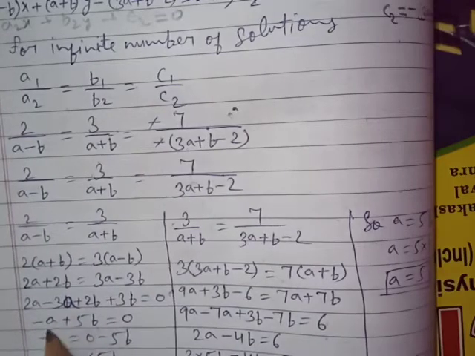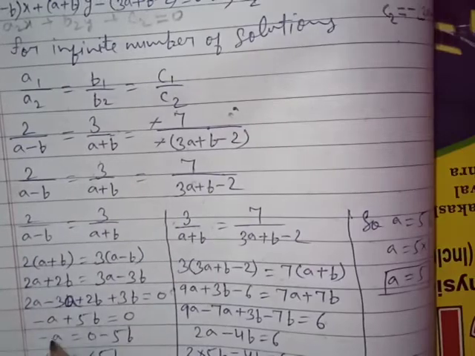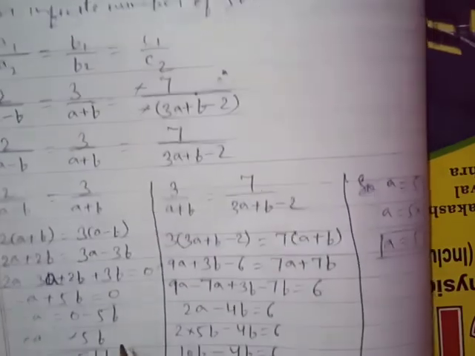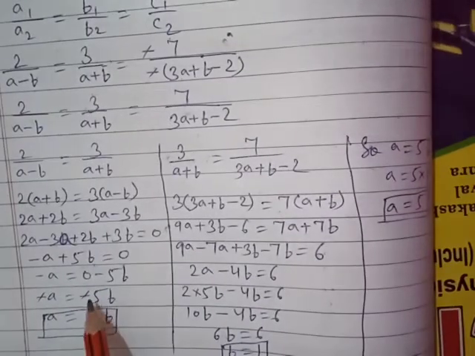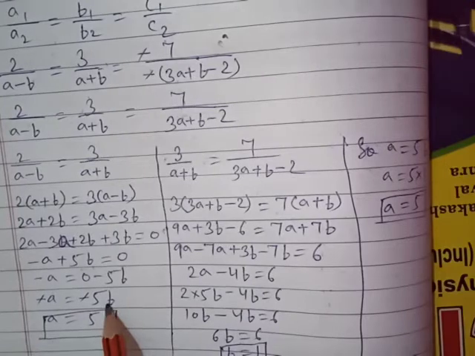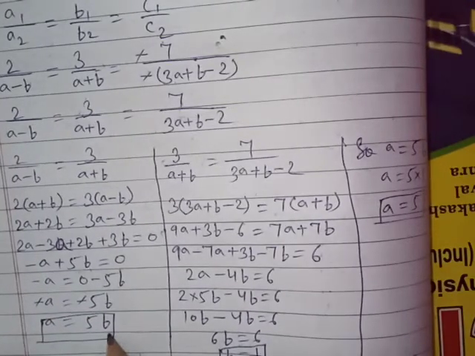2a minus 3a is minus a, 2b plus 3b is 5b, equal to 0. Minus a equal to, shift 5b that side, 0 minus 5b. Minus a equal to minus 5b, minus minus will cancel out, so a equal to 5b.